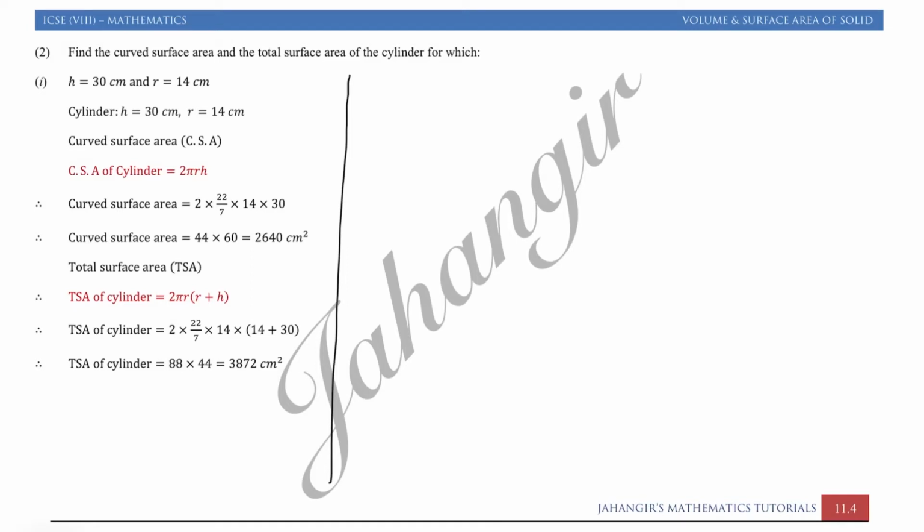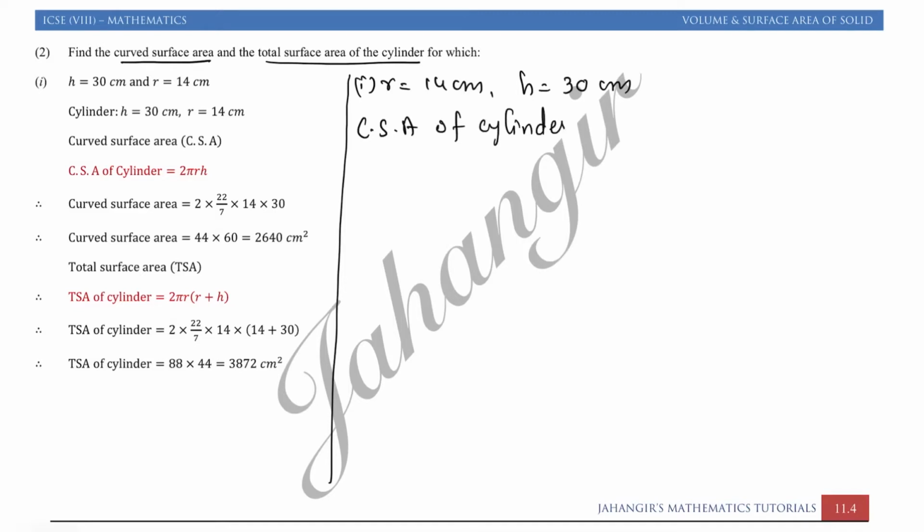Main question number second. We have to find curved surface area and total surface area of the cylinder whose radius is 14 centimeter and height is 30 centimeter. So first we can write the CSA formula. CSA of cylinder is equal to 2 pi r h.